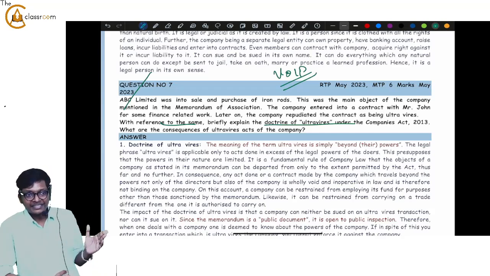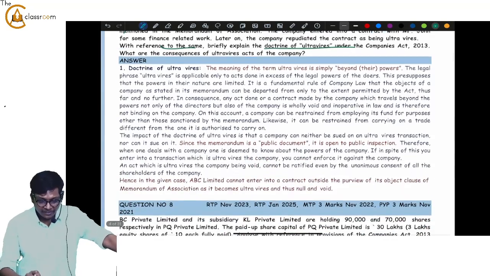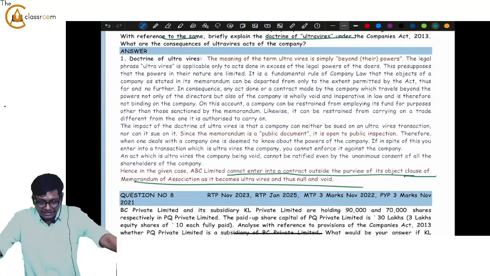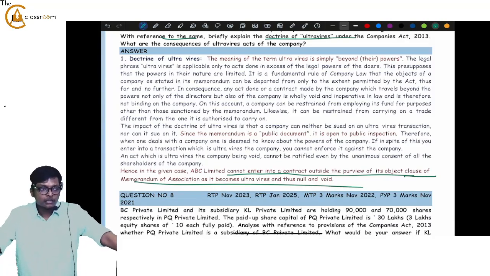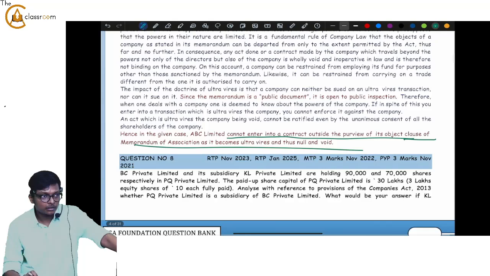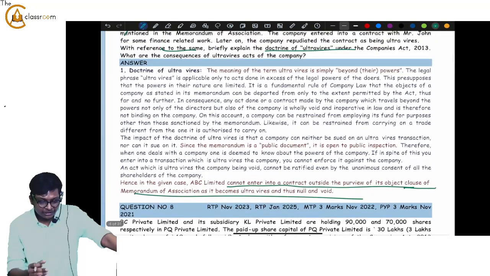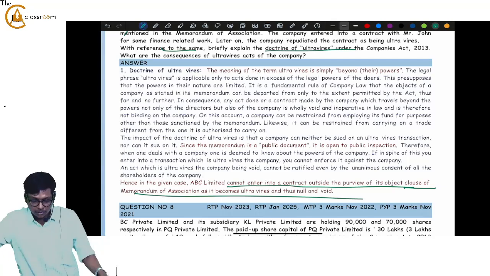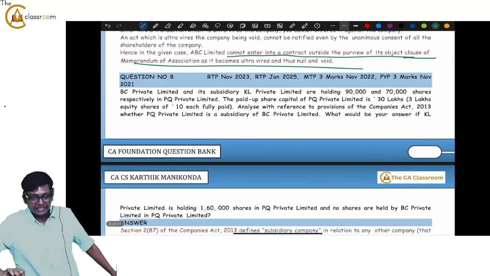Can I ratify the same? No. Even in future you cannot ratify. That's what is given over here. In the given case, ABC Limited cannot enter into a contract with an outsider because it's against the object clause. The transaction is ultra vires, therefore null and void. Are you following, guys? Clear? No, you read this, you will understand. Same thing, explain a little more in detail. Okay. Fine. Following, guys? Clear?